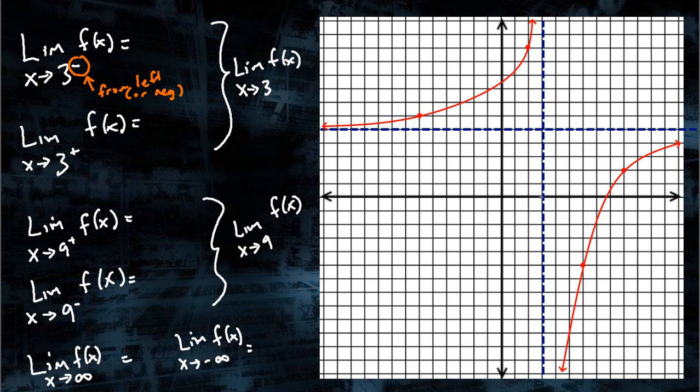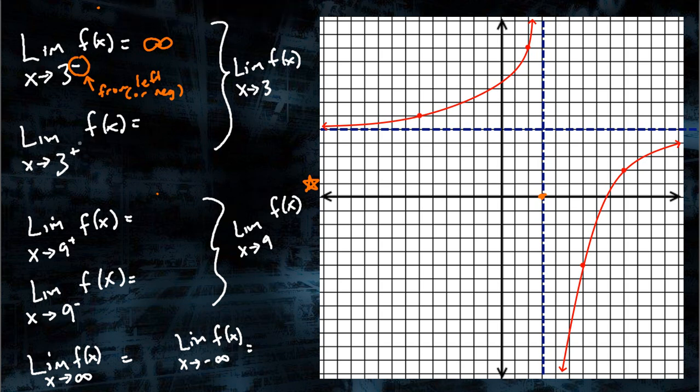So 3 is right here. And if I approach from the left, well, the left is over here. So if I approach 3 from the left, I see that my function gets really, really big. In fact, it's approaching infinity. So I would say positive infinity right here. So what about this one?